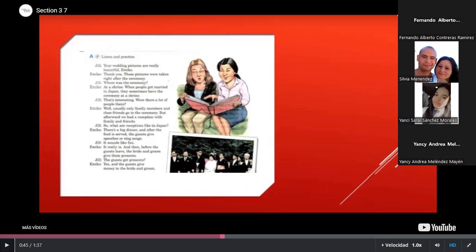Yes, here in El Salvador, it doesn't matter. It could be a breakfast, lunch, or dinner. So it doesn't matter. But in Japan, they used to celebrate the weddings in the afternoon. And they used to offer dinner.